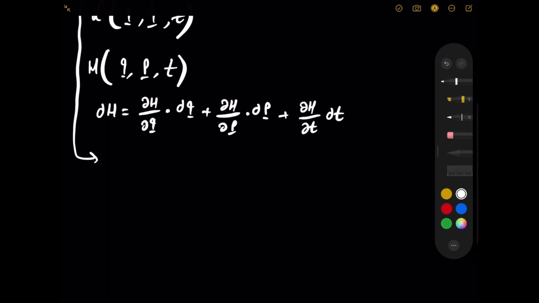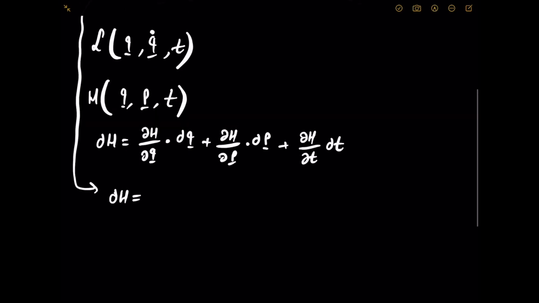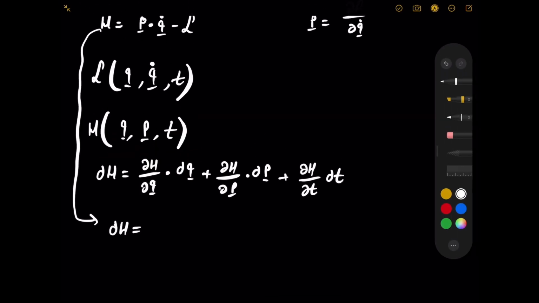How does that work out? Well, we have dH equals. This is just the chain rule, I guess. So we'll first have the differential of the first factor, let's say, plus p dot dq dot now, minus, I'll call it dL.